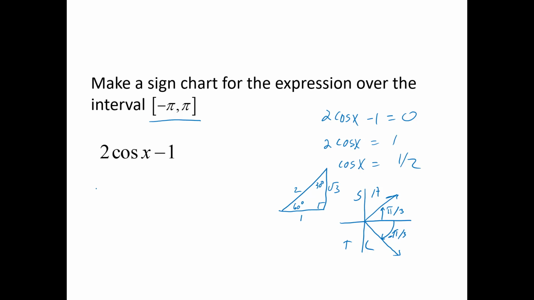So then now I can go to my number line and put in my zeros. We're only interested in this from negative pi to pi. And the only places that it's 0 on the interval from negative pi to pi are over here at negative pi over 3 and pi over 3.